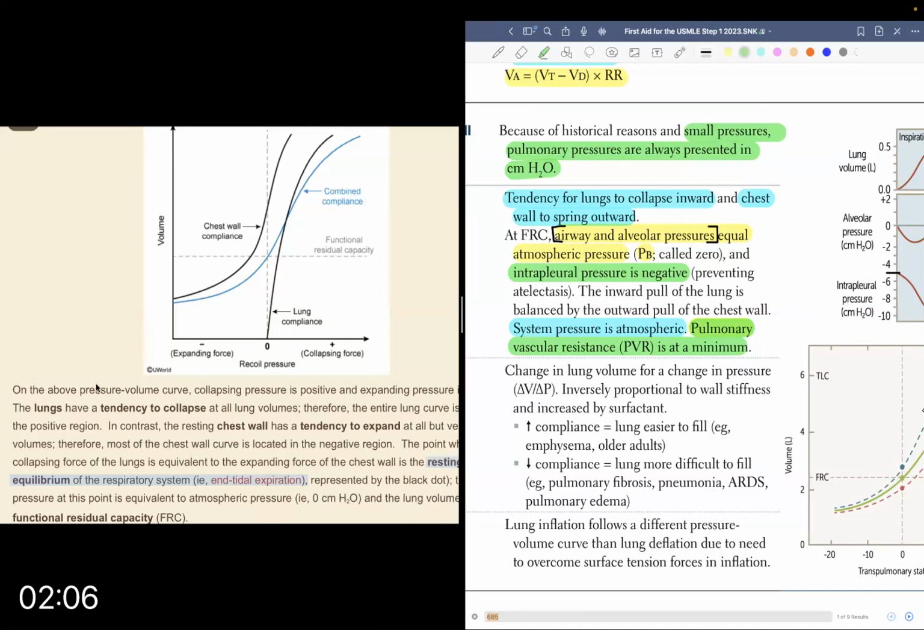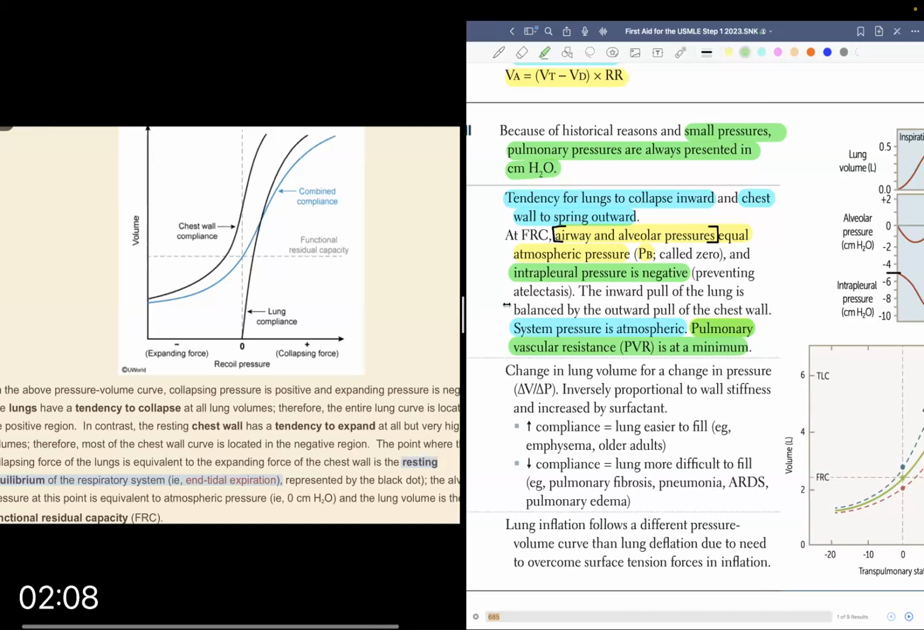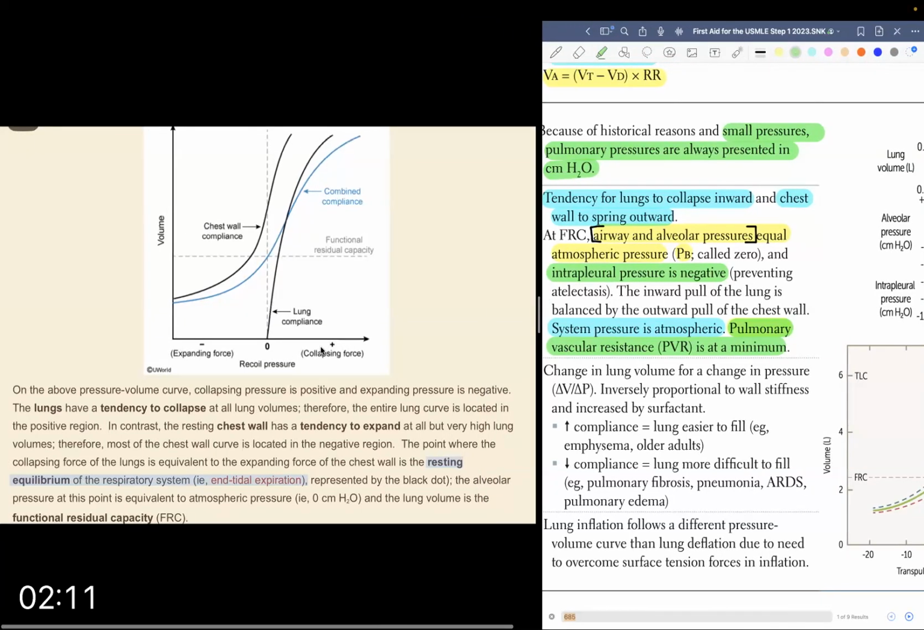So here they said, on the above pressure volume curve, the collapsing force is positive. Collapsing pressure is positive. And if you think of plus 10, it's going to push, right? So positive pressure, whereas the expanding pressure is negative. It's on the negative side if you measure it. It's very little pressure, so it's negative. The lungs have a tendency to collapse at all lung volumes. So the entire lung curve is located in the positive region.